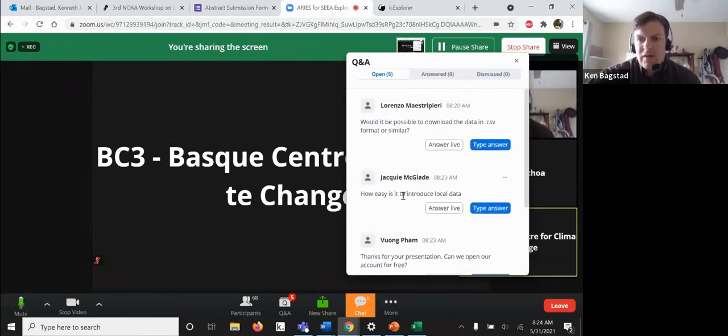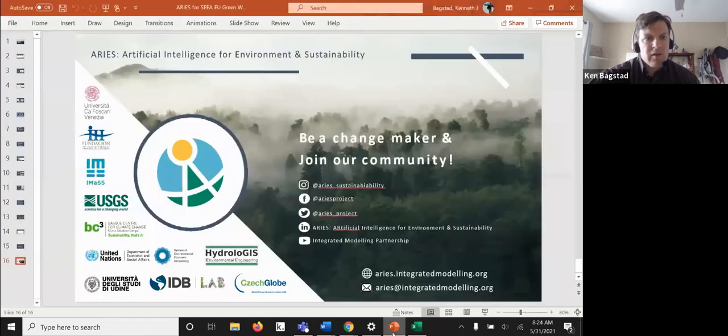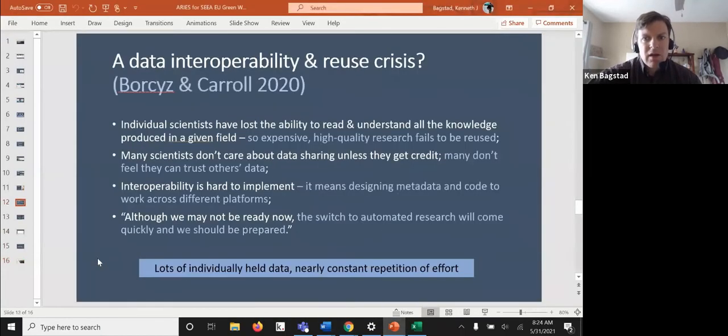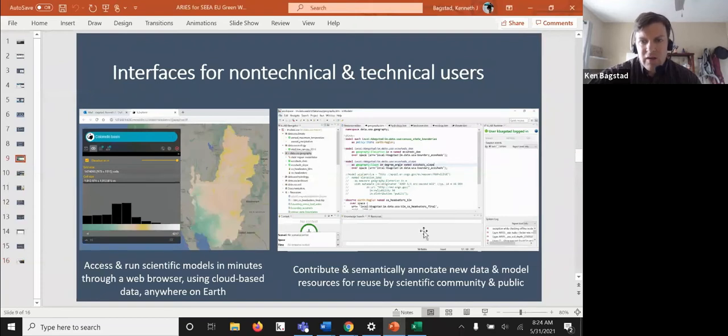How easy is it to introduce local data? Great question. At the moment, the way we introduce local data is through this more technical user interface right here, and this is really the way to share data with the world. If you have your own project set up within ARIES, you can make it public, or keep it internal if you have confidential data, or if you want to keep it private. But at the moment, this is set up so that someone with training can contribute their own data.